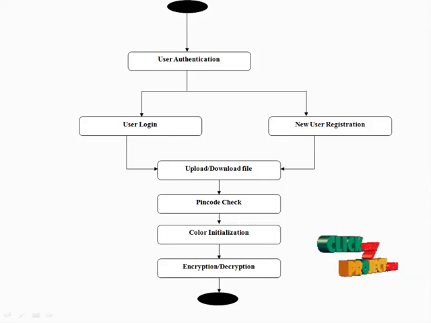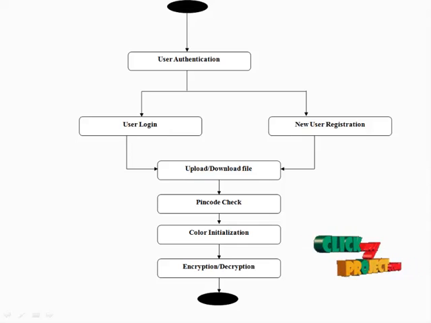Then the pin code check. Here the pin code is a 4-digit number, so this number should be memorized by the user. Whenever the user wants to upload or download a file, he should enter the pin number correctly, which was already entered during the registration form. And then next the color initialization process. Here the color should be decided by the user. Once registered with the system, the user should enter this color during the downloading process.